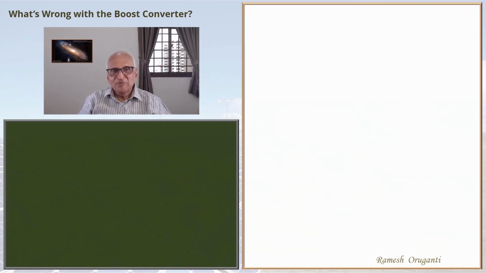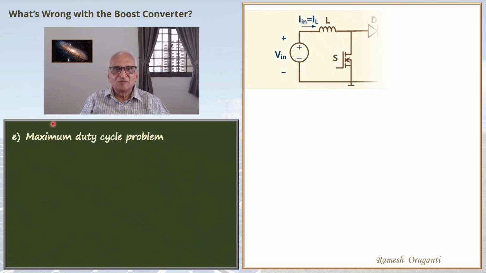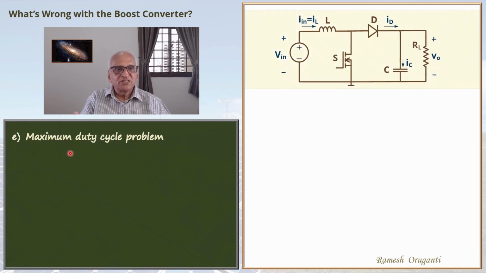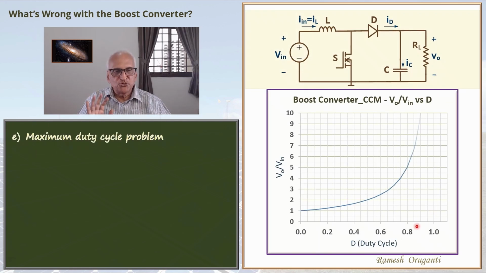The next problem that we are going to see is the maximum duty cycle problem. This shows the converter gain V0 by Vin versus duty cycle under ideal conditions. V0 by Vin value starts from 1 and goes towards very high values as D goes towards 1. This is the ideal case.